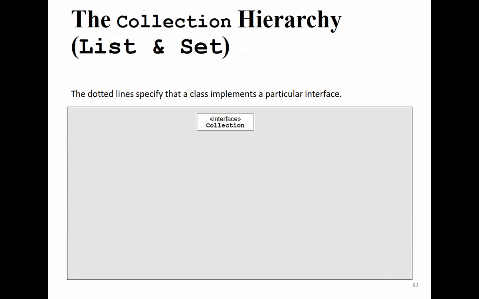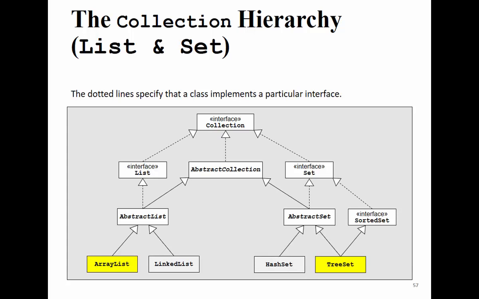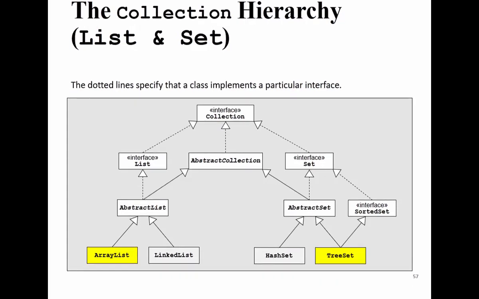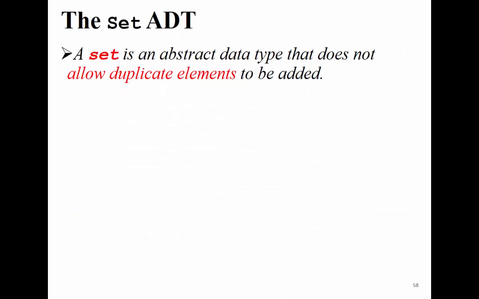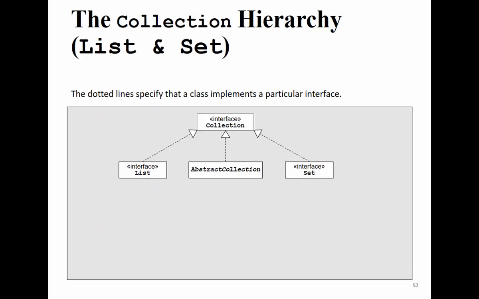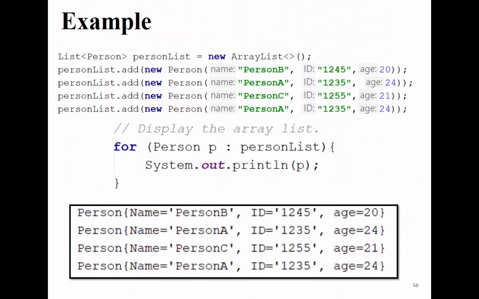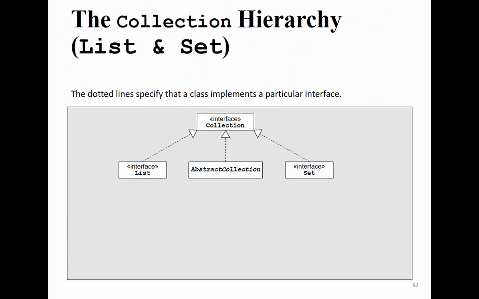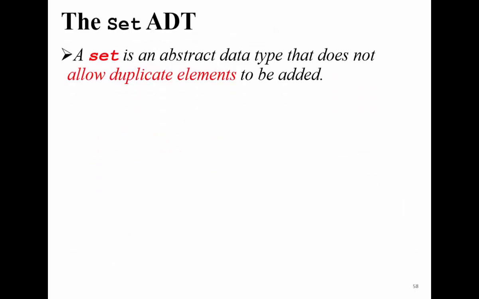Now, after we discuss the list, we're going to discuss the set. We have the TreeSet. The set is an abstract data type that does not allow duplications. ArrayList can allow duplication. This is the previous slide, an example where the same person, person A, is added twice. But in the set, we do not allow duplications.